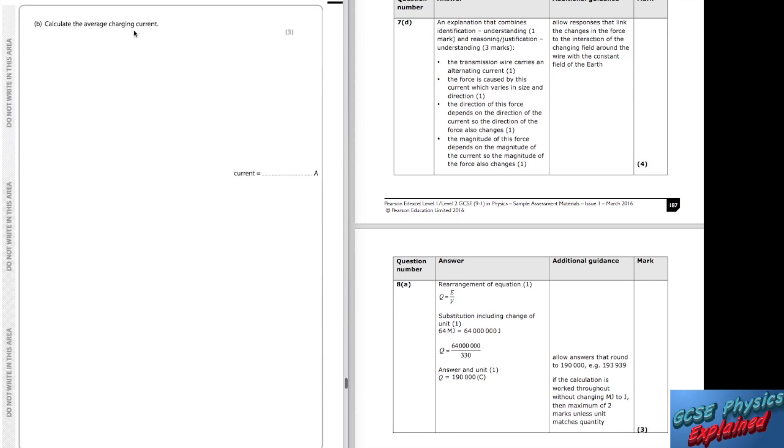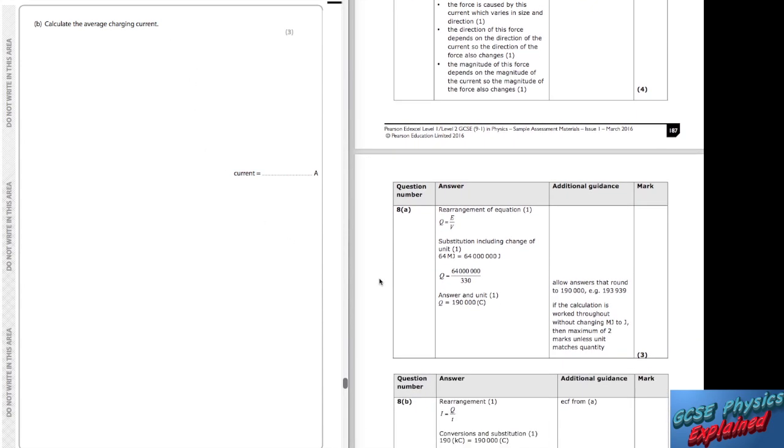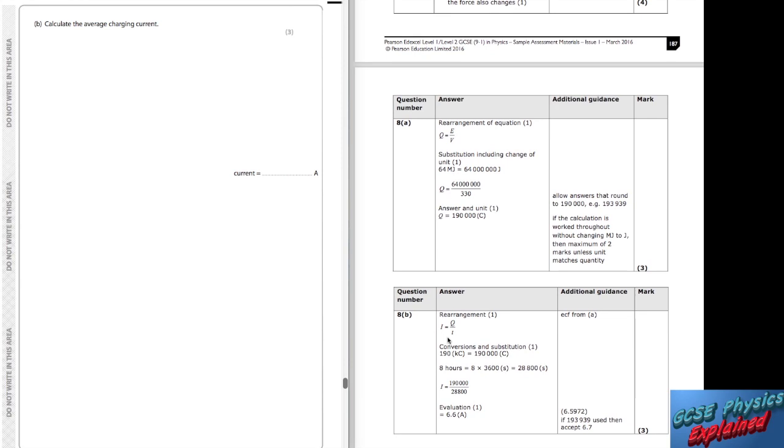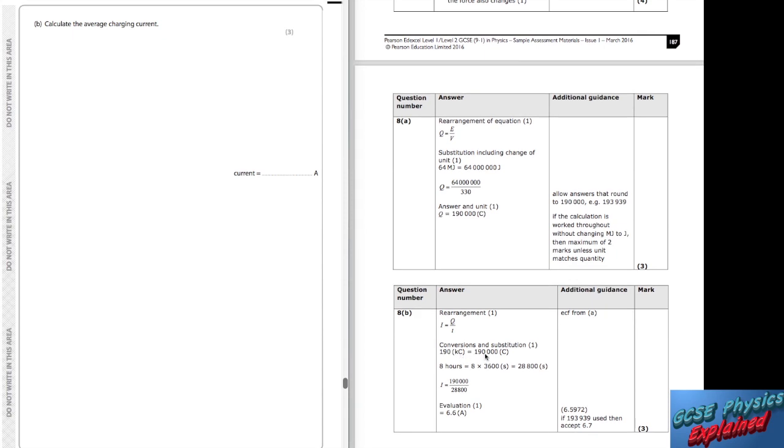B. Calculate the average charging current. So the current is the charge divided by the time. Remember, 190 kilocoulombs is 190,000 coulombs. Convert your time, 8 hours, into seconds. So remember, there are 60 seconds in a minute and there's 60 minutes in an hour. So there's 3,600 seconds in an hour. And there's 8 hours, so that comes out as 28,800 seconds in total. So that's 190,000 divided by 28,800, and your answer comes out as 6.6. That's it actually over there.